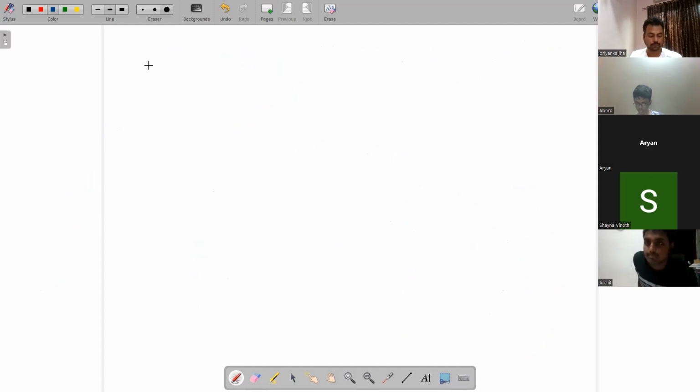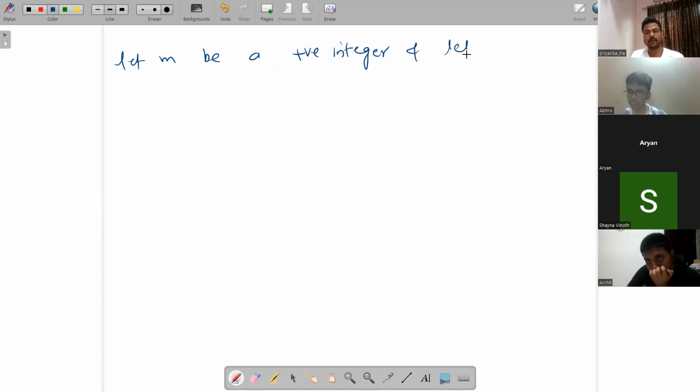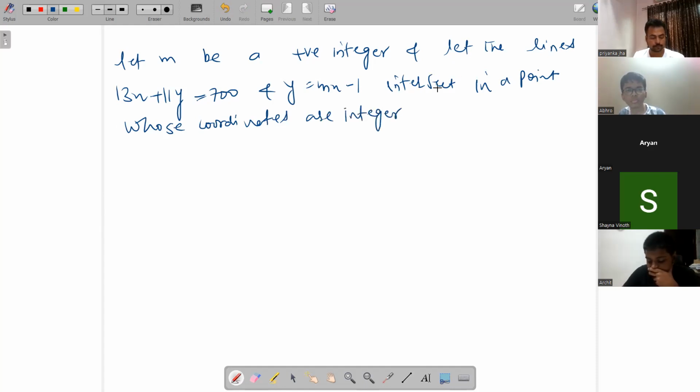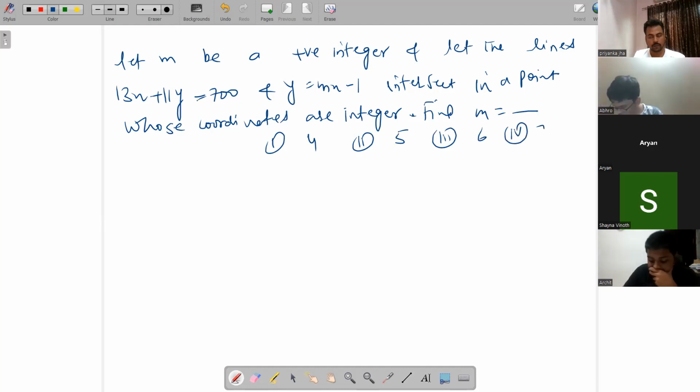Now I'll take one very simple question. Let m be a positive integer and let the lines 13x plus 11y equal to 700 and y equal to mx minus 1 intersect in a point whose coordinates are integers. Find m. Option 1, 4. Option 5, 6.